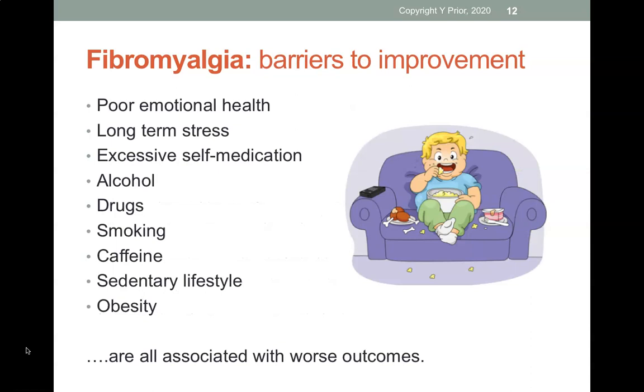In terms of barriers to improvement, as in most other chronic conditions, poor emotional health, long-term stress, excessive self-medication, excessive alcohol and drug use, smoking, excessive caffeine use, sedentary lifestyles, and obesity are all associated with worse treatment outcomes.